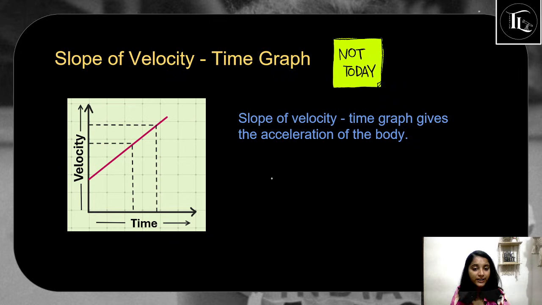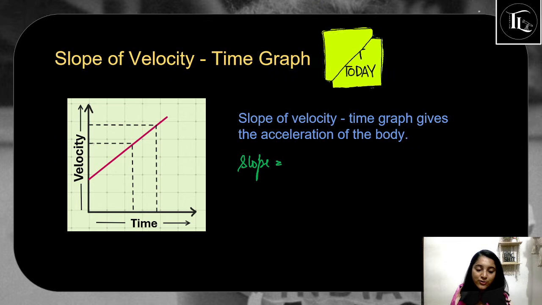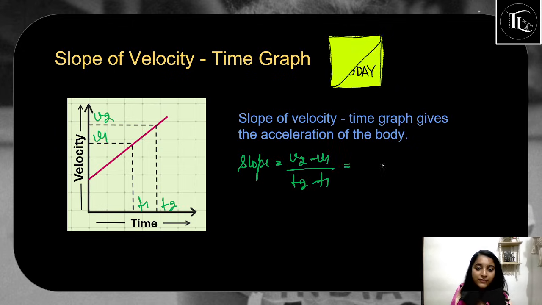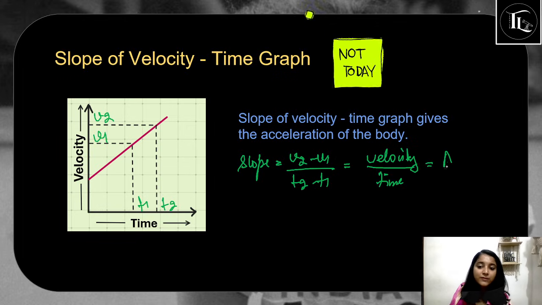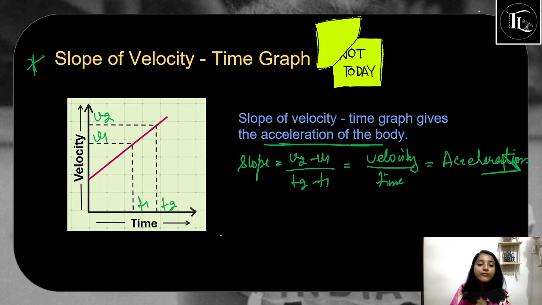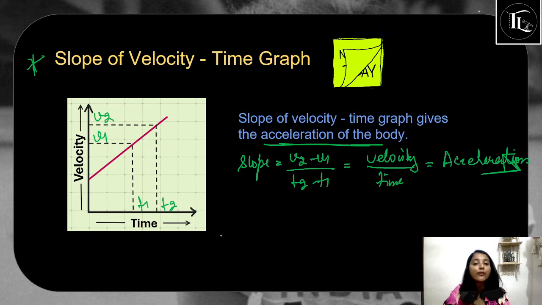How do you calculate that? See, slope is, you can say that, this is V2, this is V1, this is T2, and this is T1. So it will be V2 minus V1 divided by T2 minus T1. So it is a kind of velocity, and this is time. Velocity time graph gives you what? Acceleration. So slope of velocity time graph gives you acceleration. Very important. Slope of velocity time graph gives you the acceleration of the body.